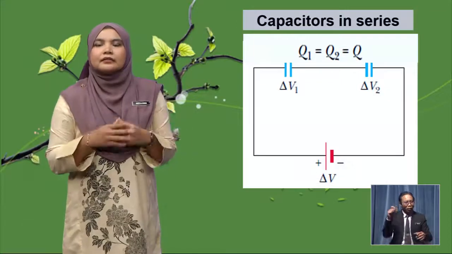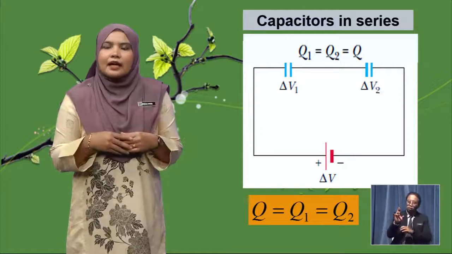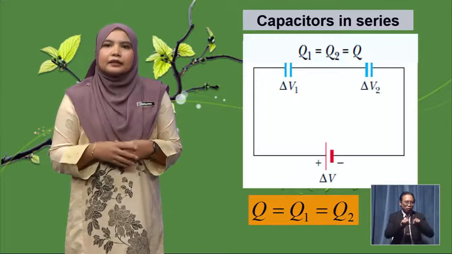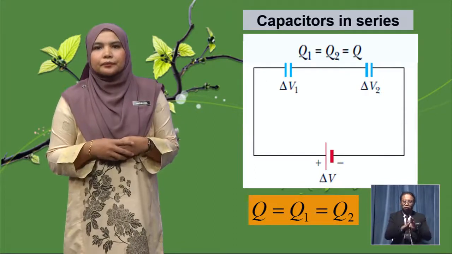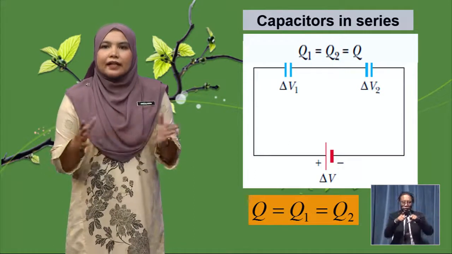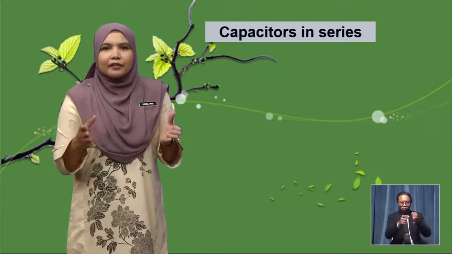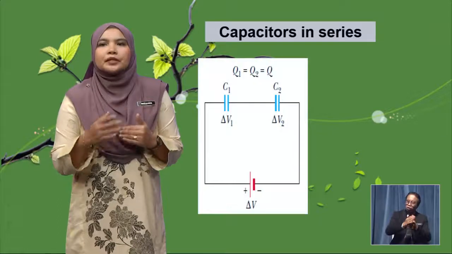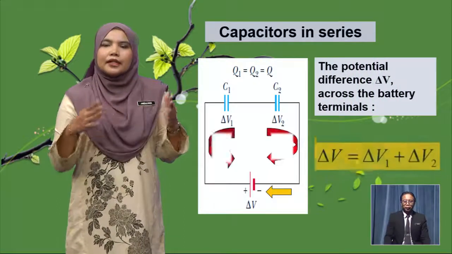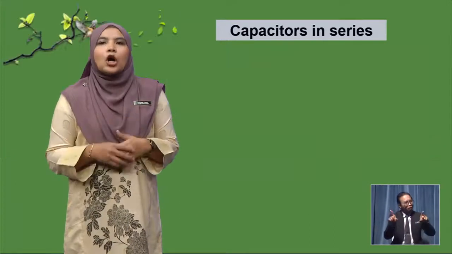The charges on capacitors connected in series are the same. Q equals Q1 equals Q2. The potential difference delta V across the battery terminals is shared between the two capacitors. The equivalent capacitor has the same effect on the circuit.